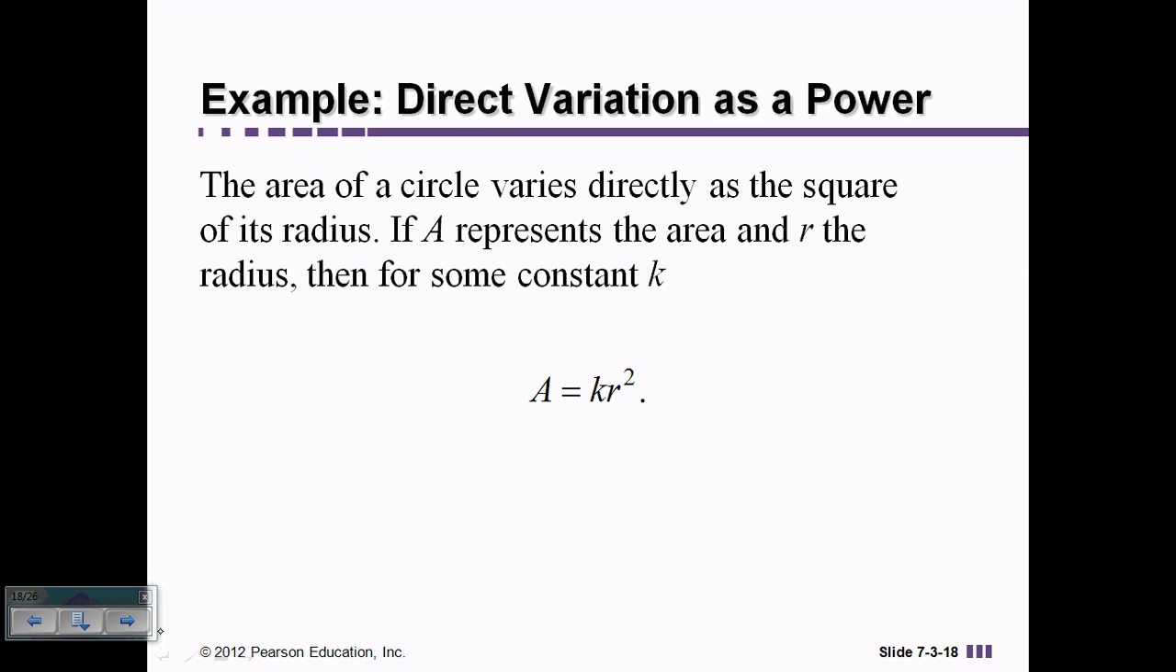So the area of a circle varies directly as the square of its radius. So it's a different way of saying area equals pi r squared. So if area A represents the area and r represents the radius, then for some constant k, we don't know what it is, area equals k r squared.